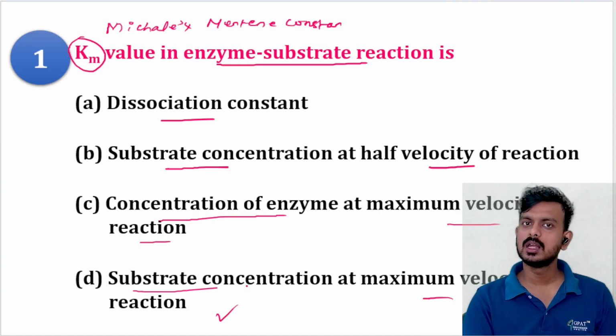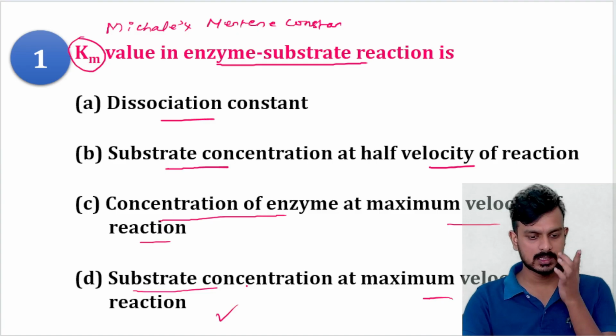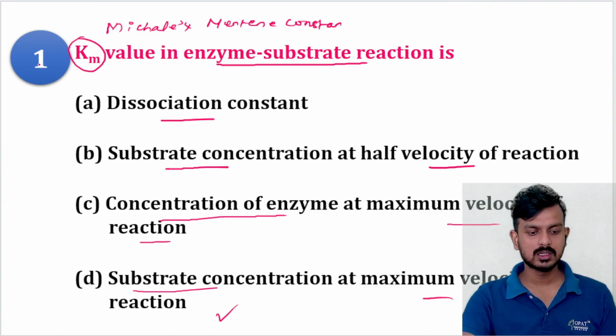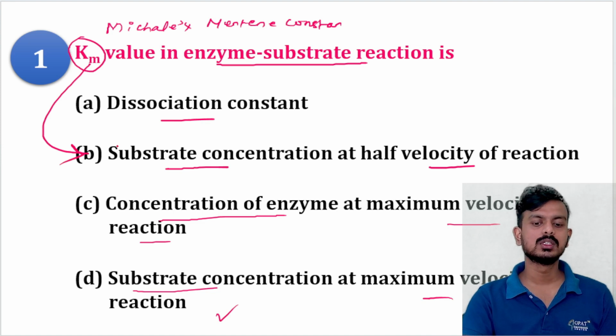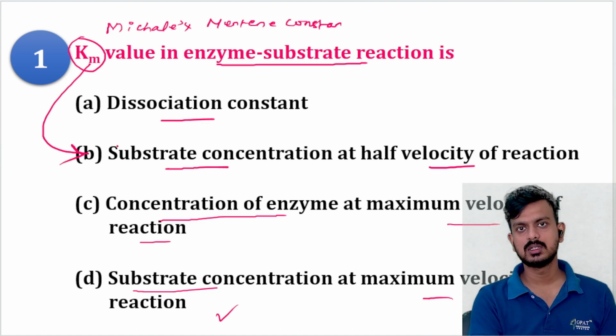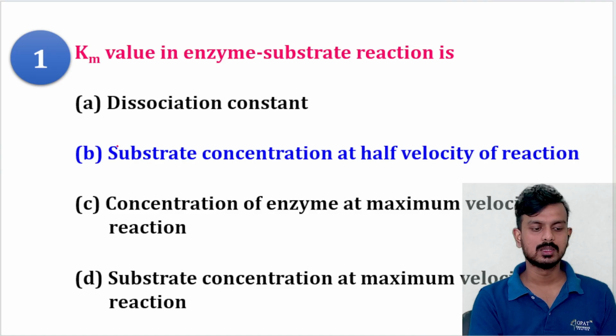Km is basically nothing but your Michaelis Menten constant, and this is the substrate concentration at half velocity of the reaction.